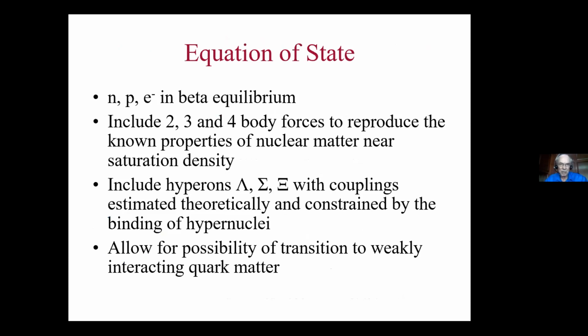Usually what one does for an equation of state is start out with neutrons, and of course neutrons will decay unless they're Pauli blocked. So you also have to have protons and electrons, all in beta equilibrium. But once the matter is dense enough, you have to include 2, 3, and even 4-body forces in order to reproduce the known properties of nuclear matter near saturation density. Now, as the density goes up, the chemical potential goes up, and once the chemical potential exceeds the mass of a hyperon in nuclear matter, the hyperon can be formed. They will be formed due to electroweak interactions. People also allow for the possibility of transition to weakly interacting quark matter, pion condensation, and KN condensation, and those are the main exotica that people have considered.